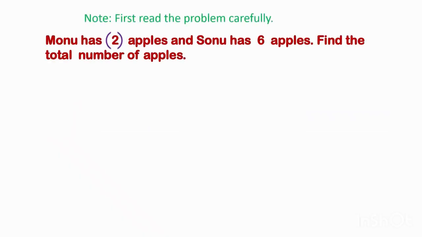First, read the word problem carefully. Monu has 2 apples, Sonu has 6 apples. Find the total number of apples. So we need to circle the number.